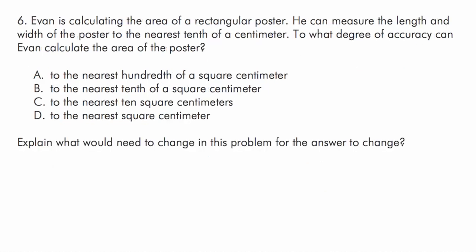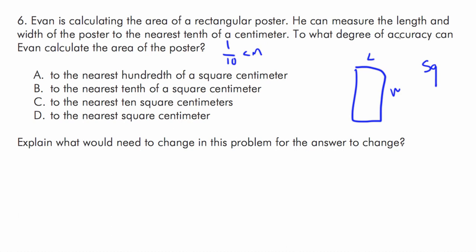Number 6 says, Evan, must be me, is calculating the area of a rectangular poster. So I've got that right here. Area is also going to be length times width, and I would measure that with square units. That looks like a G. Should be a Q. Square units. There we go. He can measure the length and width of the poster to the nearest 1/10 of a centimeter, cm.